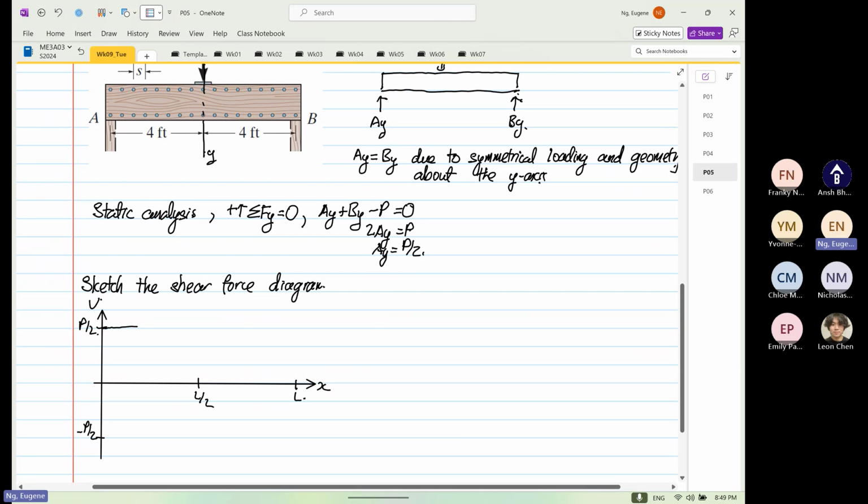So it goes up here, comes down, comes over here, and goes back up. So at this magnitude, this is our P over 2. So we found that our V max is equal to P over 2. Okay, so that's how we relate.